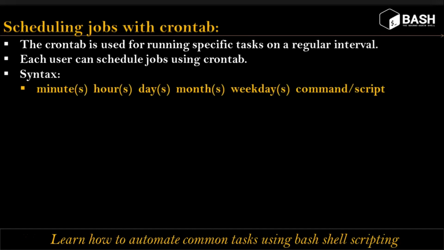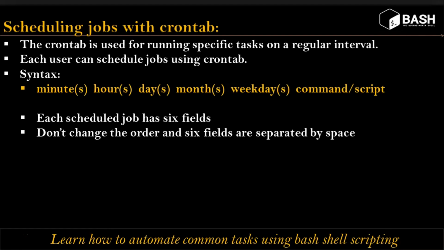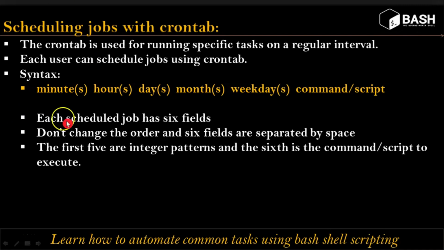Now let me give the syntax of crontab. So this is the syntax. If you observe here, we have 6 fields and each field is separated with a space, and you have to follow this order: minutes, hours, days, month. That order you have to follow while scheduling a job using the crontab command. The first 5 fields are integer numbers with some pattern. The last one is whatever command or script you want to schedule using crontab.